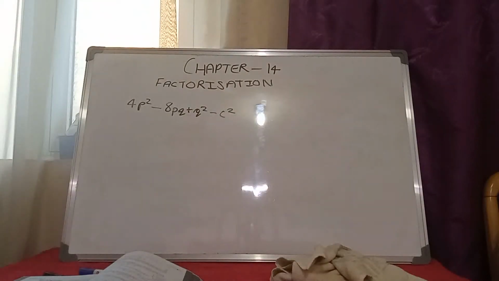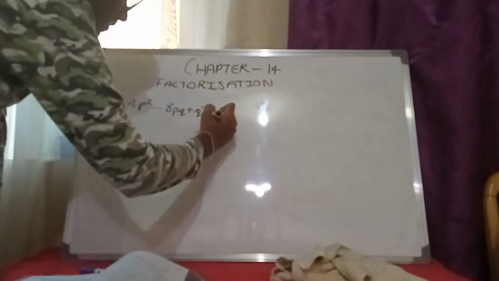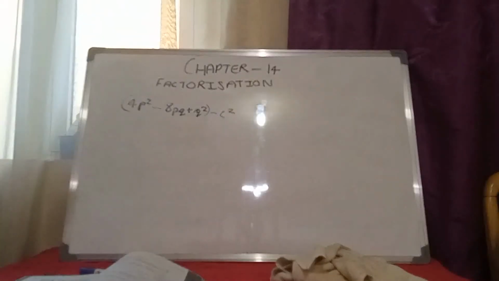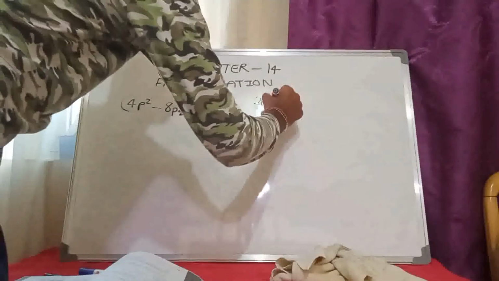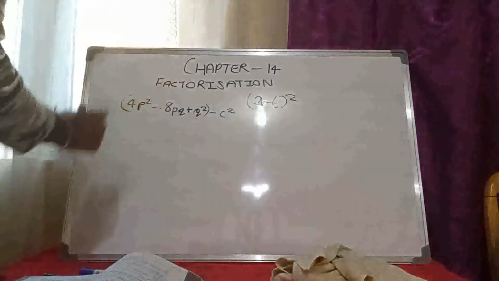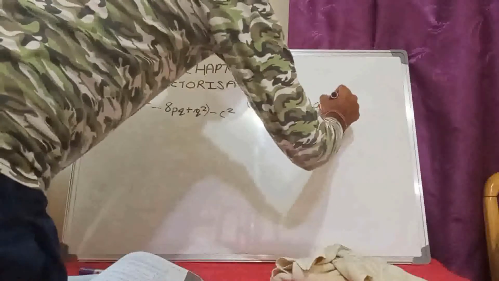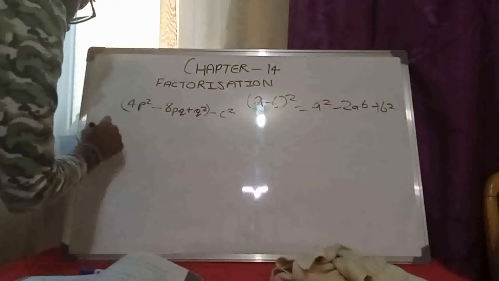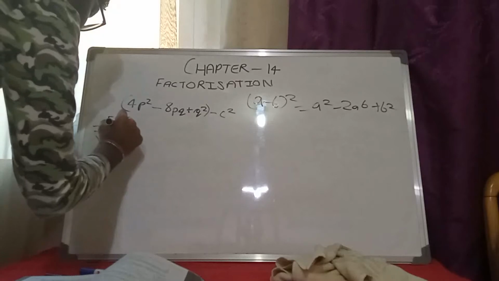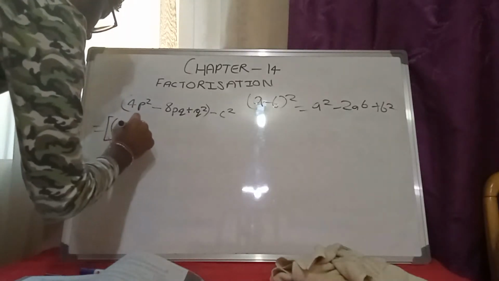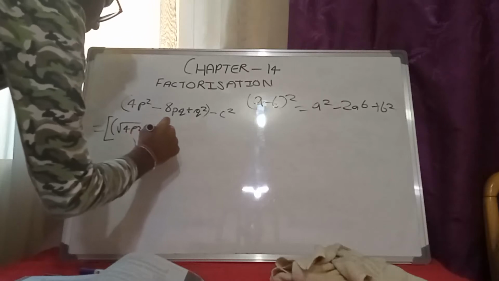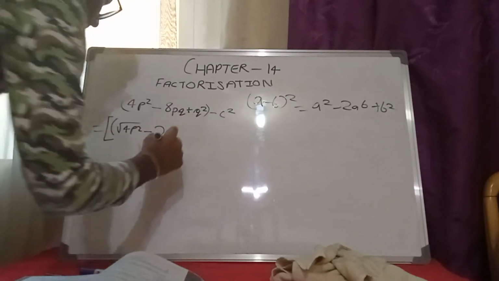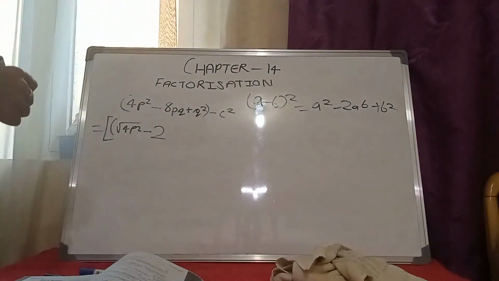Now coming forward, you can see a question here: 4p square minus 8pq plus q square minus c square. If we take minus c square out and take these three terms, we can see that these three terms are in the form of (a minus b) the whole square. So these three terms can be written as a square minus 2ab plus b square. We can also find here that the first one is the square root of 4p square, then minus 2 into something like that.